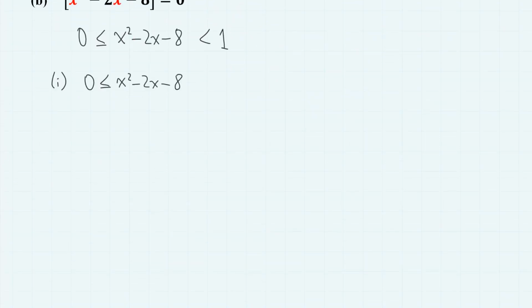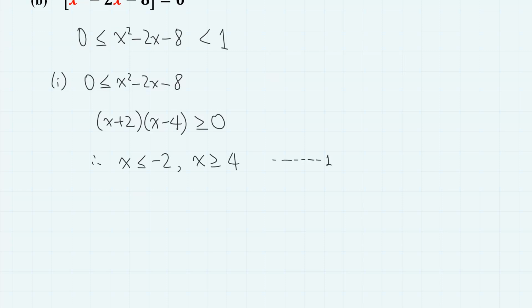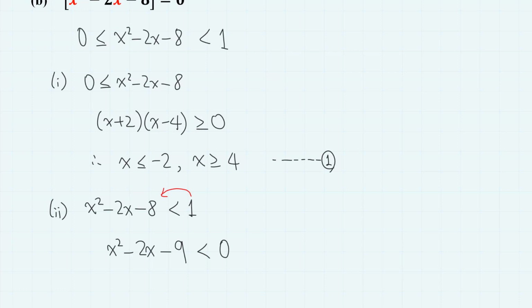First, from the inequality x squared minus 2x minus 8 is greater than or equal to 0, we have x plus 2 times x minus 4 is greater than or equal to 0. So we have x is less than or equal to negative 2 and x is greater than or equal to 4. Next, from the inequality x squared minus 2x minus 8 is less than 1, we have, by moving this 1 to the left-hand side, x squared minus 2x minus 9 is less than 0.